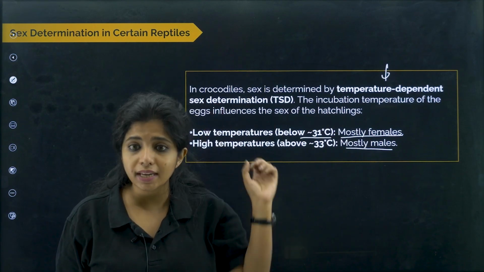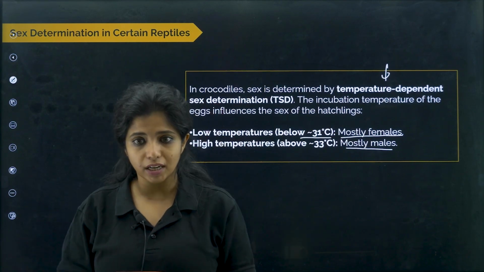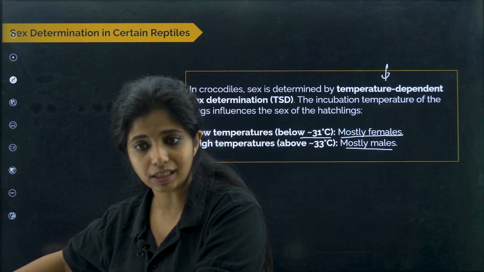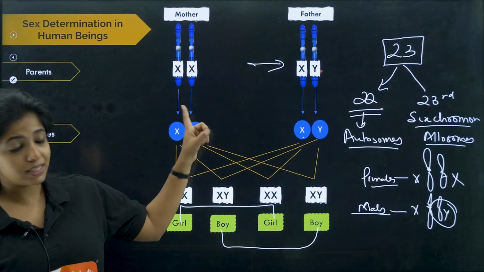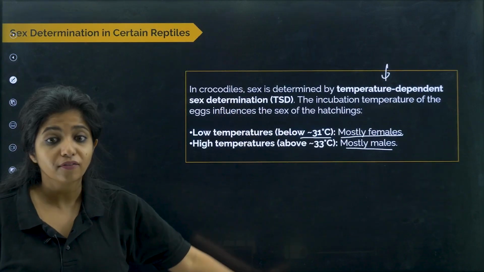The other one is about snails. Snails can basically change their sex. For example, males can change into females as well. So that is another type of sex determination. We have XX, XY type of sex determination, and other organisms have other types.